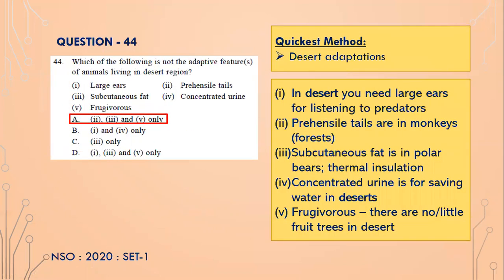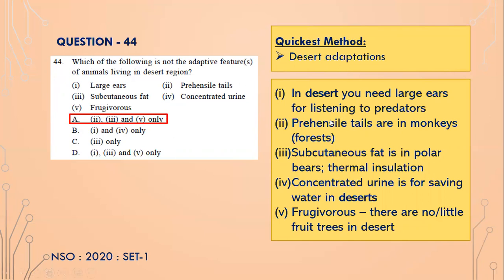Which of the following is not the adaptive features of animals living in desert regions? Large ears, yes, it is. You do need large ears in desert for listening to predators, isn't it? You must have seen in Discovery or National Geographic where the desert rat, like a kangaroo rat, has got large ears because it needs to listen to owls. In some of the desert area, there are also owls which hunt for rats. So those rats have got very large ears.